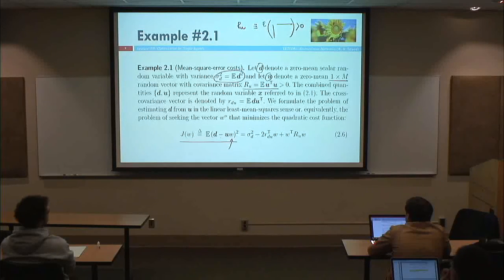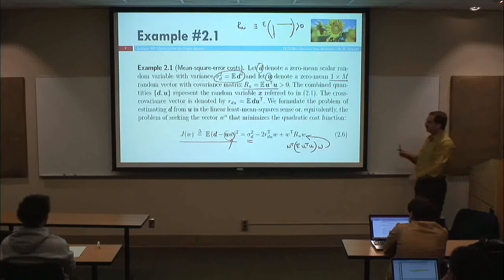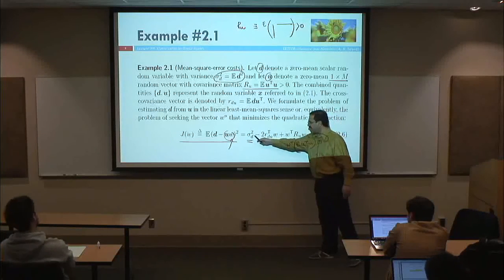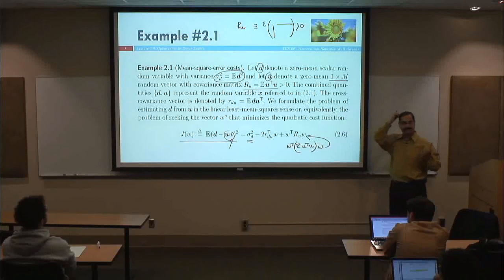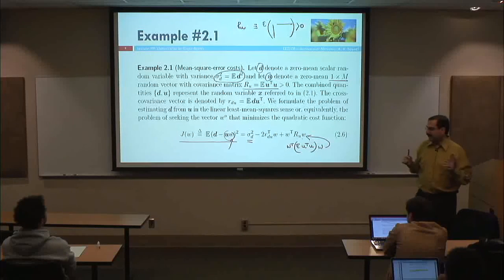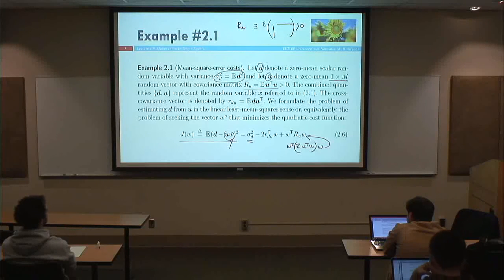If you expand it, you will get, for example, expected value of d squared, that's sigma d squared. If you expand the last term here, you will get w transpose expected value of u transpose u w, which is this last term here, and so forth. You will get this expression here, and you can see from this expression that it is quadratic in omega.